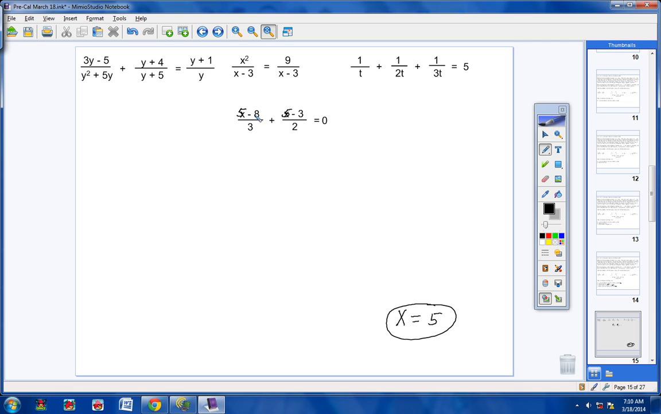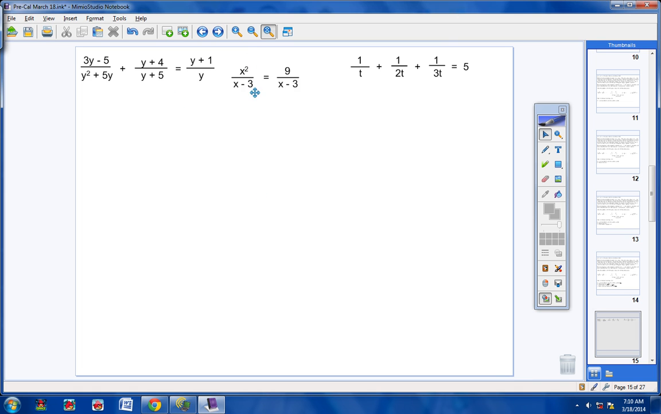5 minus 8 is negative 3. Negative 3 over 3 is negative 1. 5 minus 3 is 2. 2 over 2 is 1. So you have negative 1 plus 1 equals 0. And that's totally a true statement. All right? And so the answer to the first equation would be 5. Not too difficult. Just getting rid of your fractions and going from there. Okay? All right, here we go. Let's take a look at this next problem.